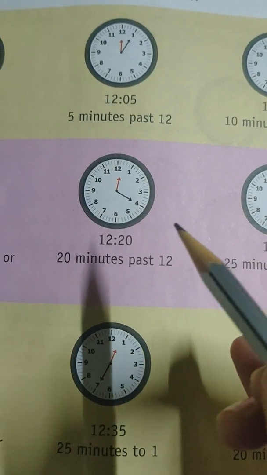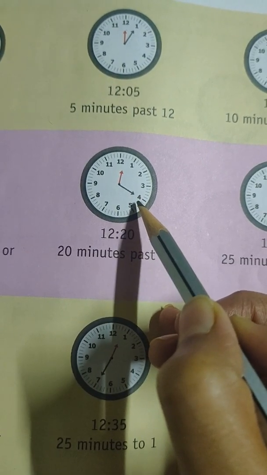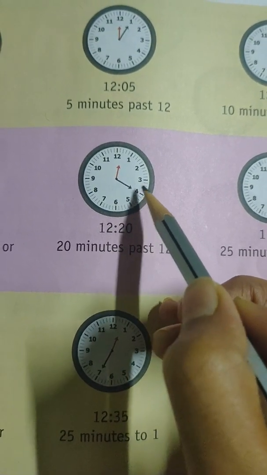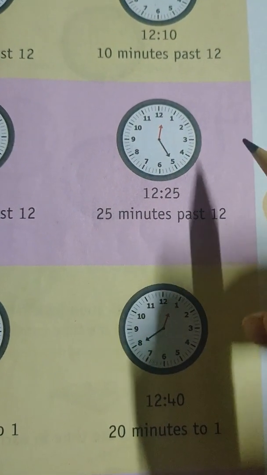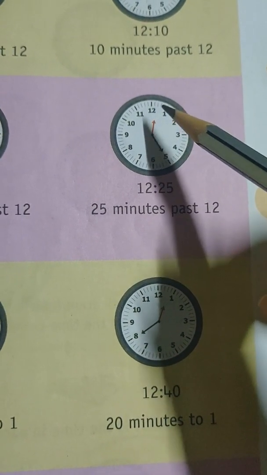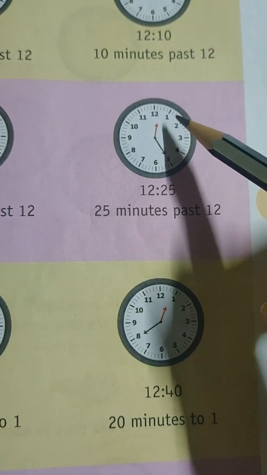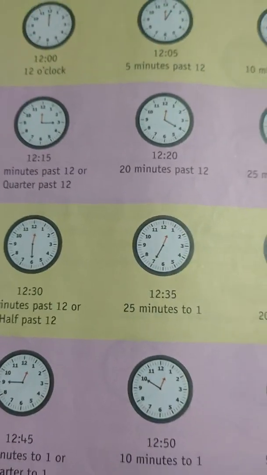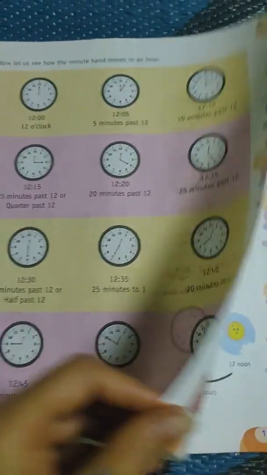Next, in the fourth clock the time is 12:20. 5 fours are 20, so 20 minutes past 12. Next, 12:25, so 25 minutes past 12. How are the minutes 25? You can see here 5, 10, 15, 20, 25, so 25 minutes past 12. This way you can find the time of the given clock. So we will move towards our exercise 5.2.